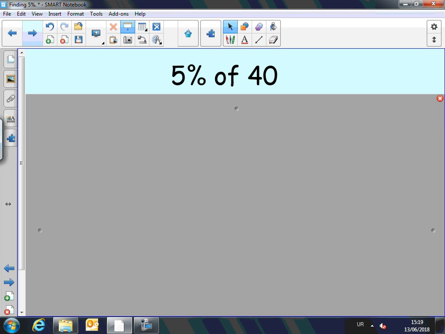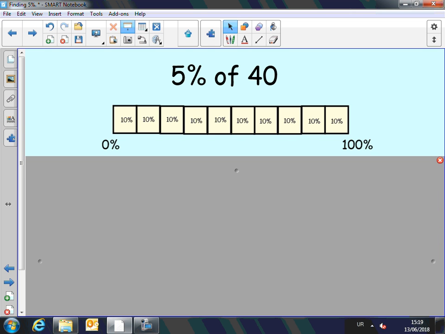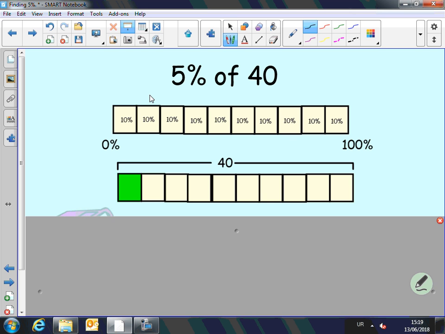So the first question we have is find 5% of 40. So what does that look like? Now we can split our 100% into 10%. And if we do that for this particular question, when we find 10% of something, we know to divide by 10. So 40 divided by 10 gives us 4. So each of these boxes is equal to 4.